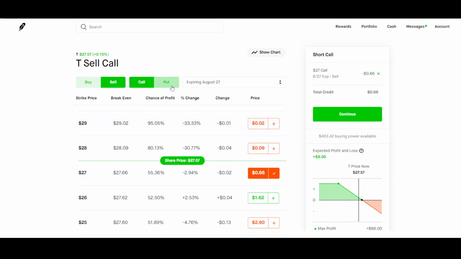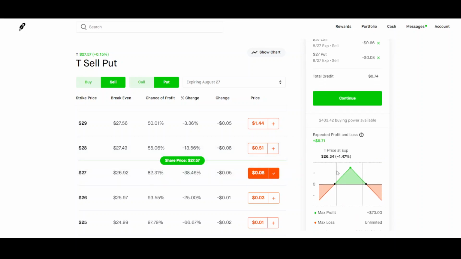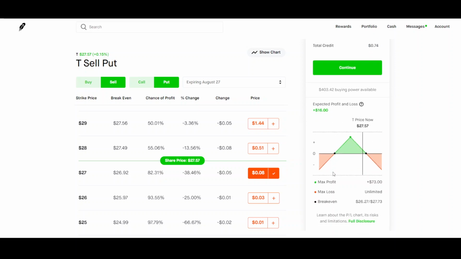Now we're going to sell a put at the same spot, this $27 point. So now you should see something like this triangle. And with this, you can see our max profit right here. If it ends up at exactly $27, which is the one we chose, then we will keep our premium of $73 that they give us to put this in place. So they'll give you $74 to put this into place. That's why it says total credit. They give you the money to put this in place.